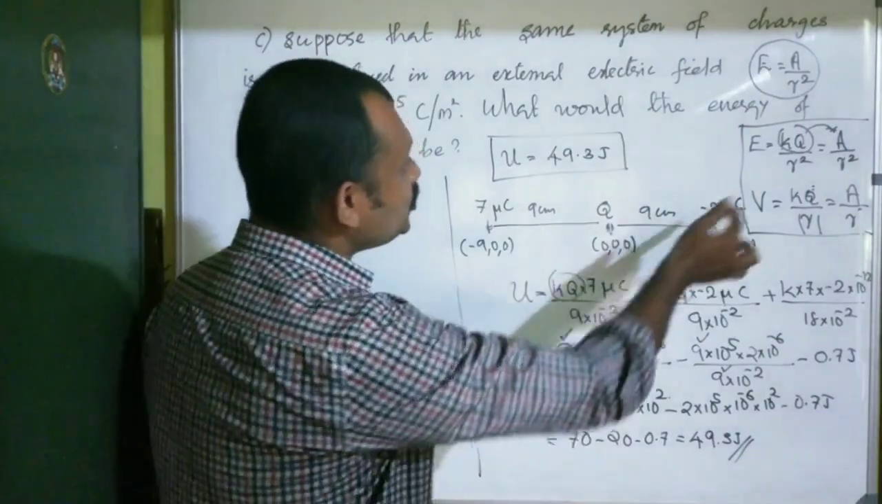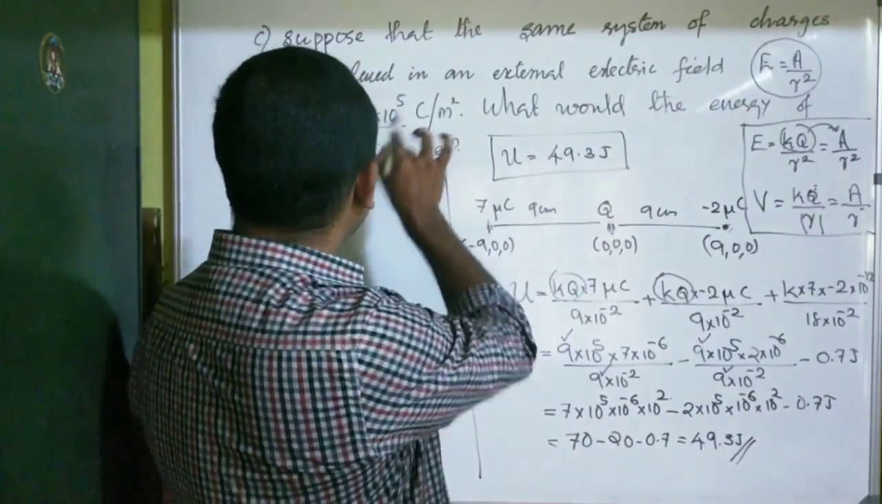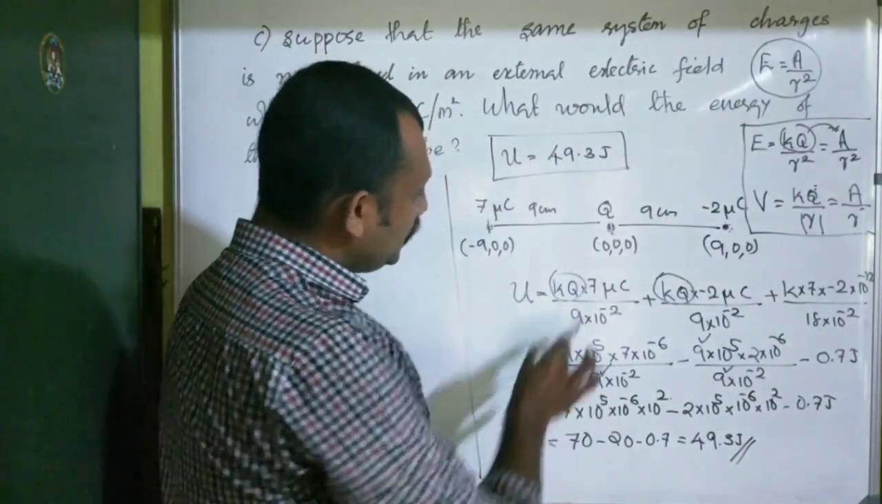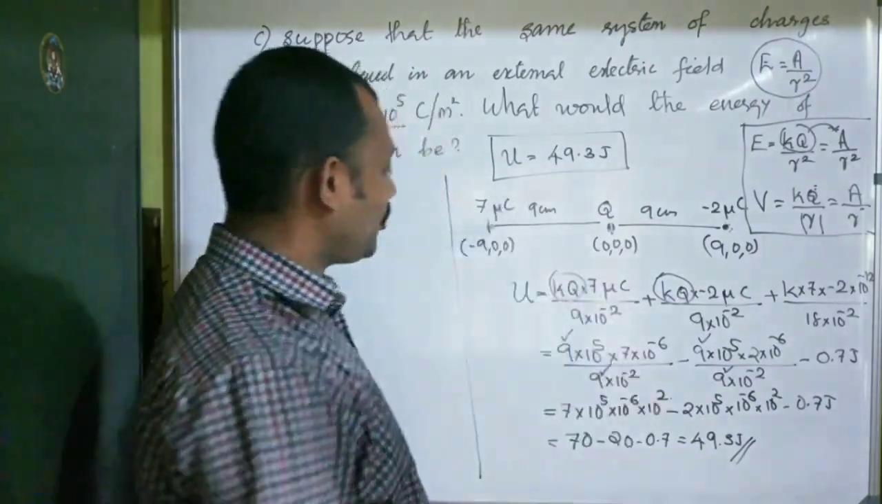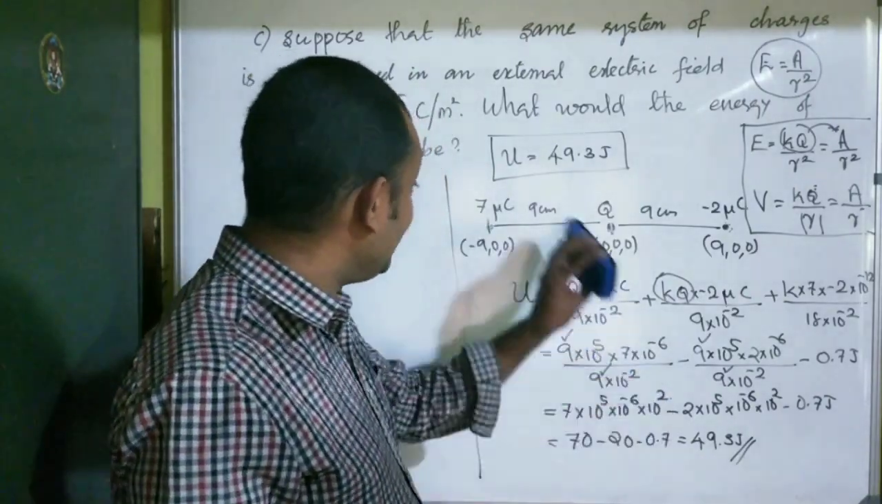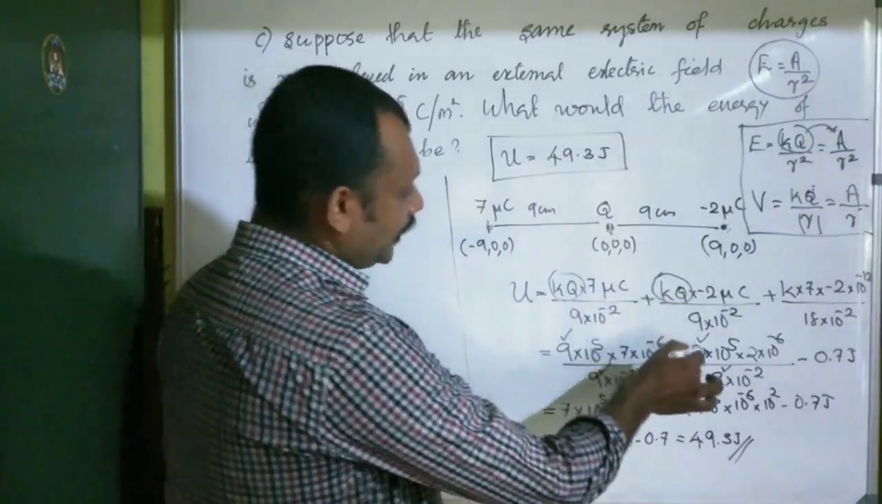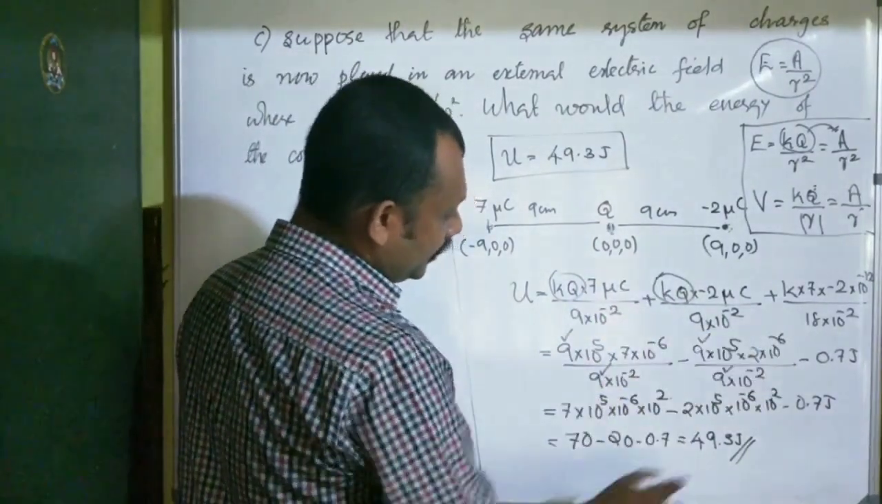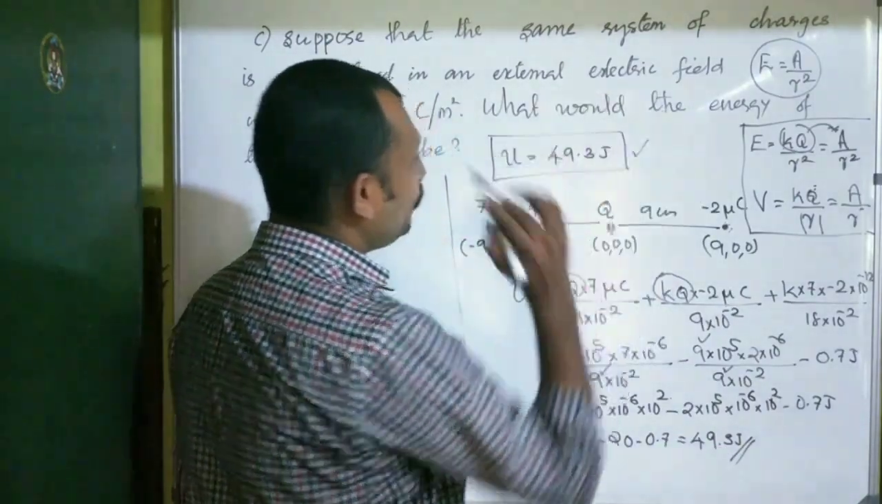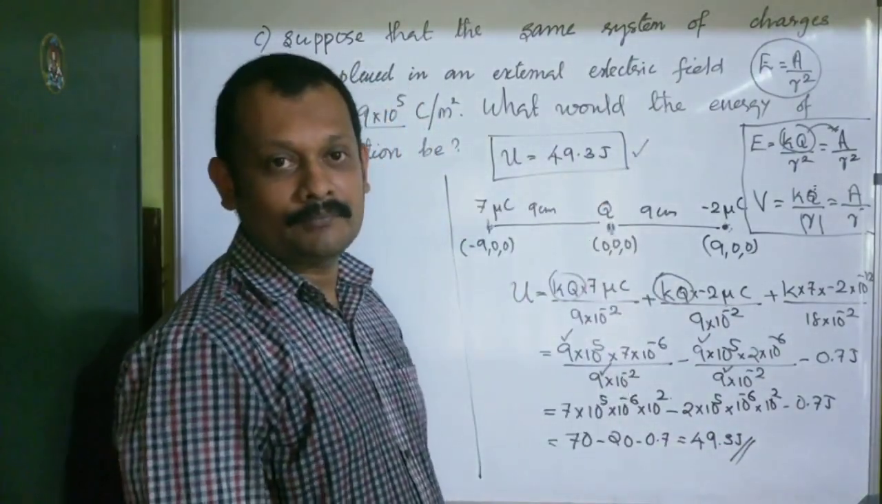So KQ is A, which is 9 into 10 to the power 5. 7 microcoulomb is 7 into 10 to the power minus 6 divided by 9 centimeter, which is 9 into 10 to the power minus 2 meter. Again, the same substitution I did here, and I am getting the final answer as 49.3 joule. Hope you understood this.